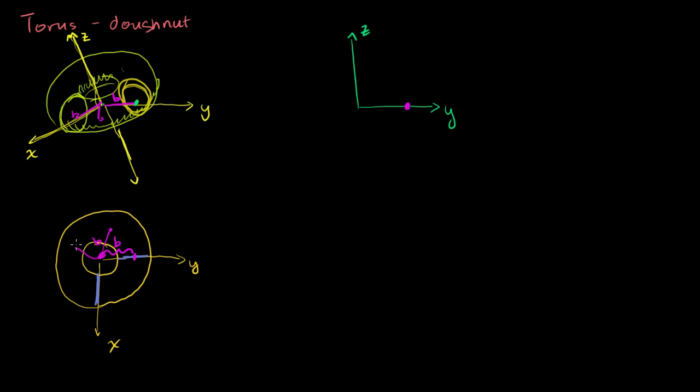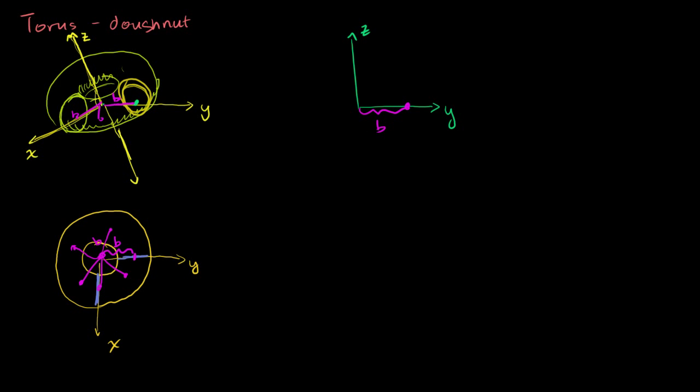That's going to be b. From the center of our torus to the center of our circle that defines this torus, it's a distance of b. So this distance right here is b.